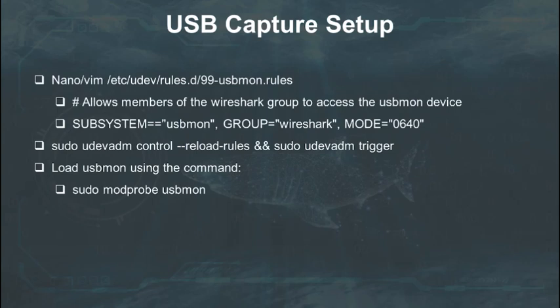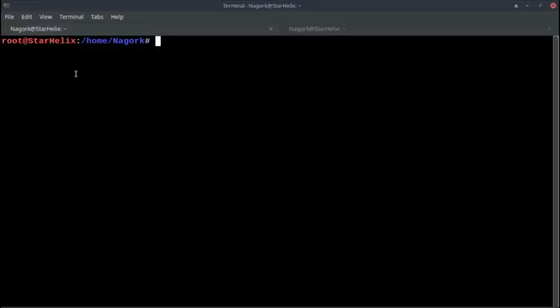So next up, you need to use the command sudo modprobe usbmon to load the usbmon module. This is required to allow Wireshark to intercept USB traffic. You can verify that the permissions are correct, and you should see all the device nodes in the directory /dev/usbmon and have a group of Wireshark.